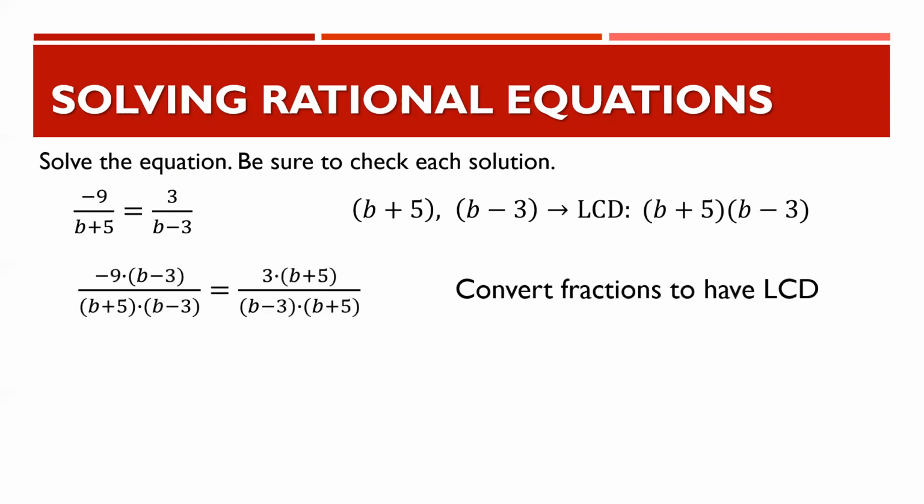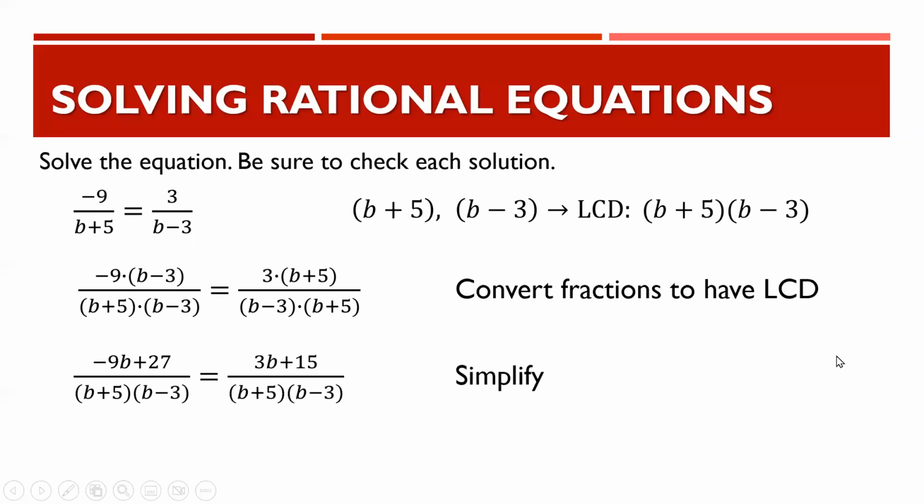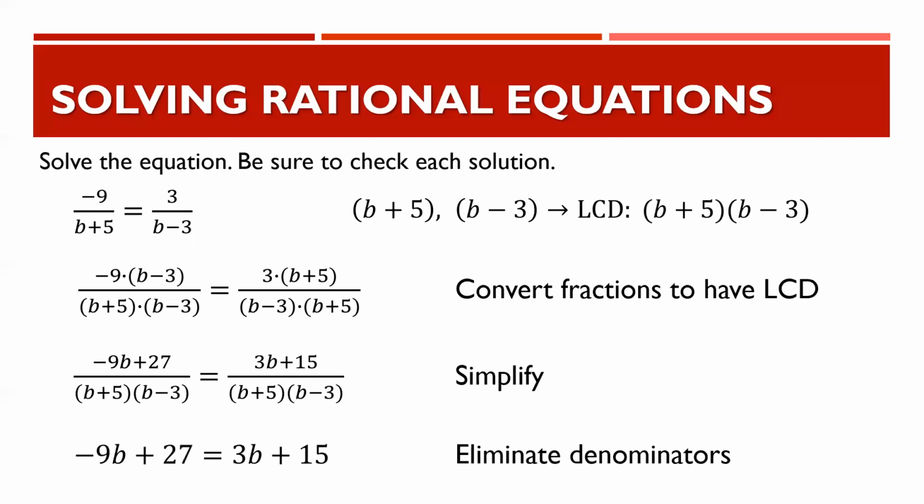So our next step, we're going to convert each fraction so that it has the LCD. The first fraction was missing the b minus 3, so we're going to multiply top and bottom by that. And our second fraction was missing the b plus 5, so top and bottom by that. Next step, we're going to simplify the numerators. Now that our denominators are the same, we're going to eliminate them. And we're just left with the tops.